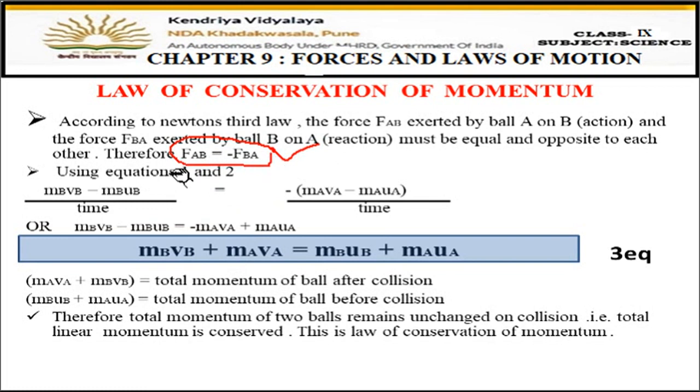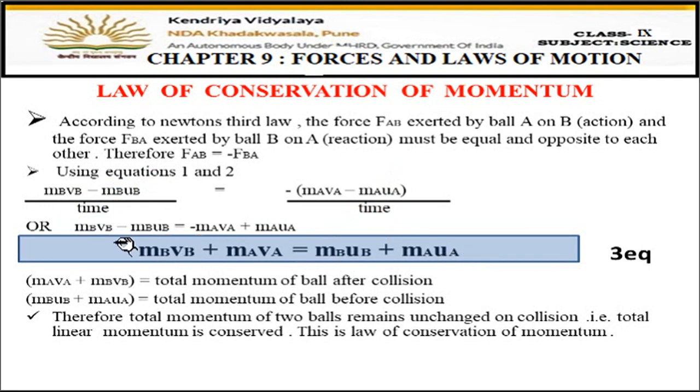So putting the values of these, the force exerted by A on B is equal to this value you have found previously, and this will be equal to minus FBA, the force exerted by B on A. Now if you remove time from both sides, what will you get, children? MBVB minus MBUB, that means the change in the momentum of ball B, is equal to minus the change in the momentum of ball A, since you have removed time from both sides. So this is the equation now. Now, if you interchange these, you will get this one.